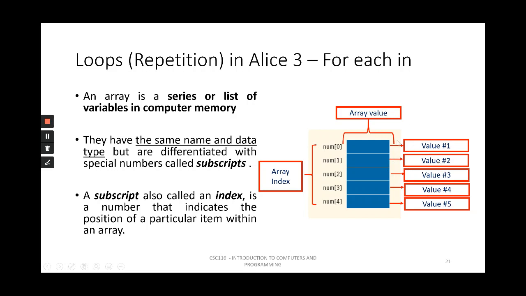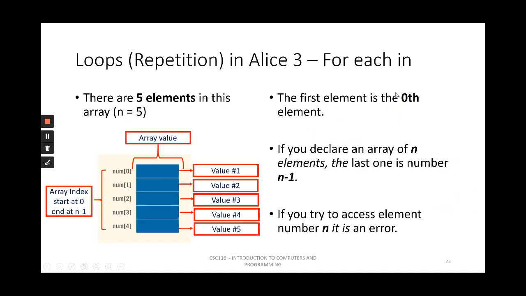Okay, so we have 5 locations. Yeah, so this is the array index, and then this is the value. Okay, so we have 5 elements. The first element is the zeroth element. Okay, the first element is element 0.